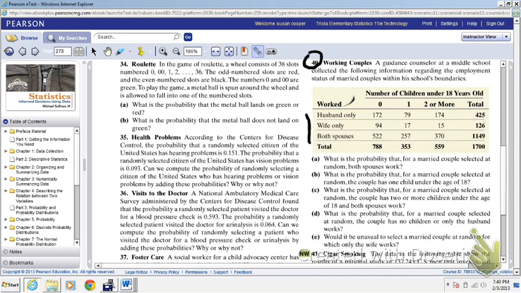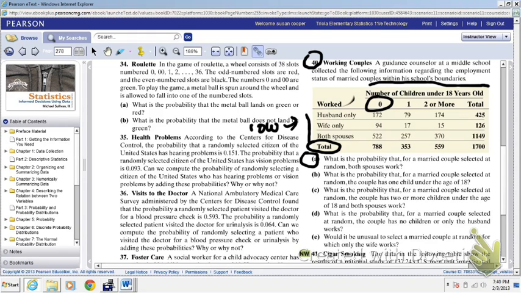So did just the husband work? Did the wife just work? Or did both of them work? And then here, so basically that's going to be your row variables. Okay. Then your column variables is number of children under 18 years old. So did they have no children under 18, one child under 18, 2 or more, etc. So luckily the author gives us our row totals and column totals for us. So that's nice.